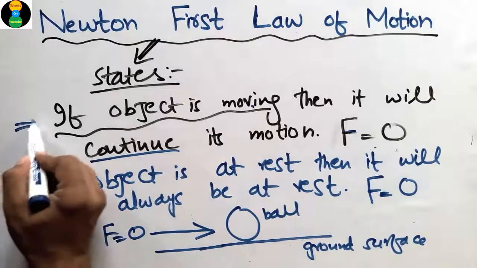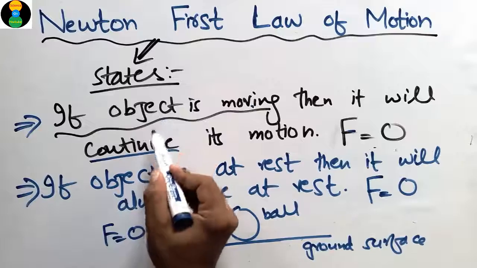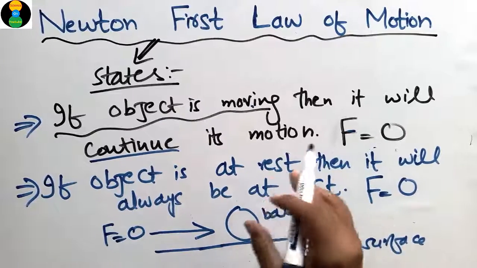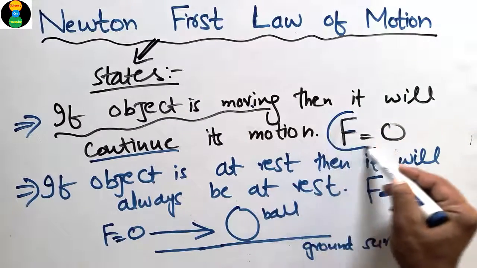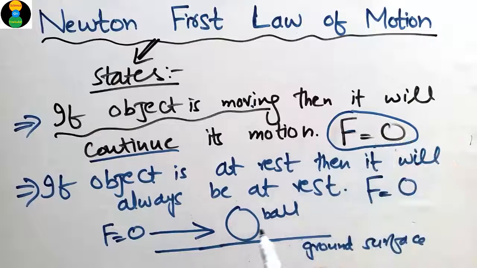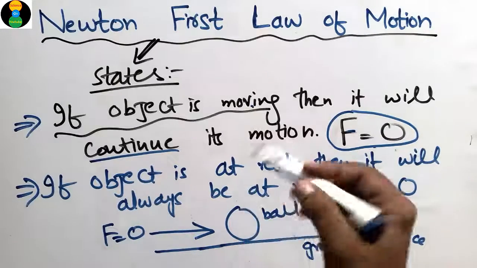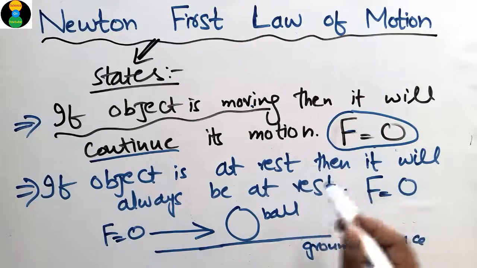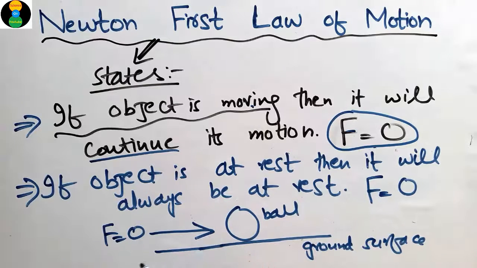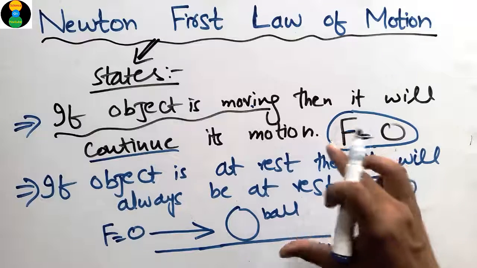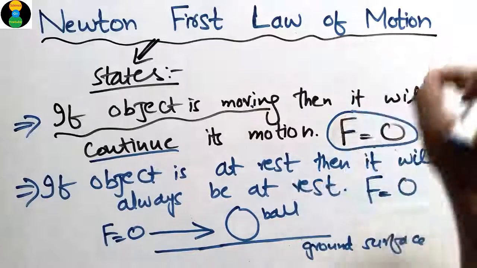There are two statements. Again, the first statement states that an object will never stop its motion unless an external unbalanced force acts on this object. The second one is that it will always be at rest unless an external force acts and pushes the ball. So this was the definition of Newton's first law of motion.